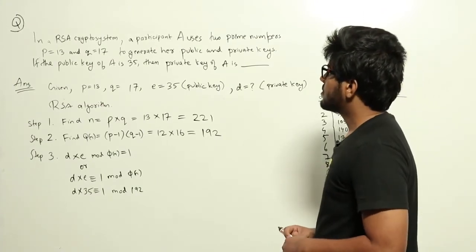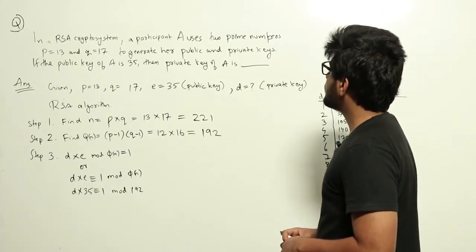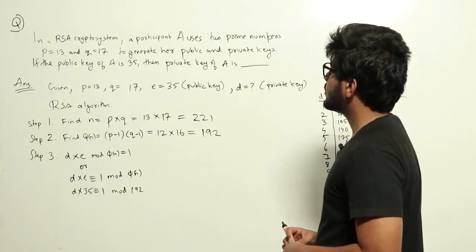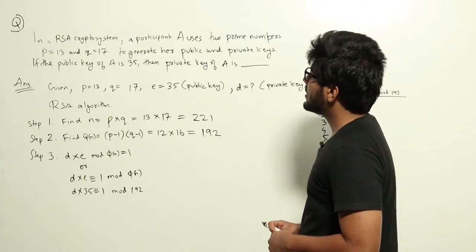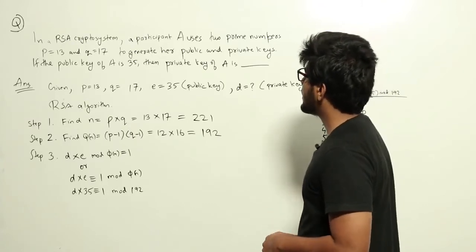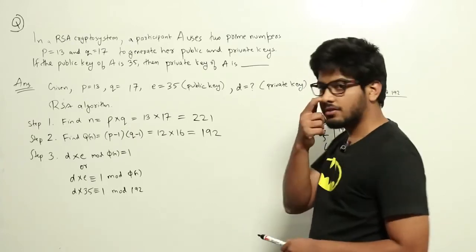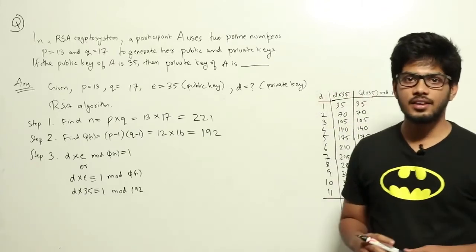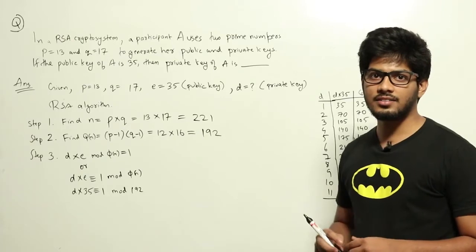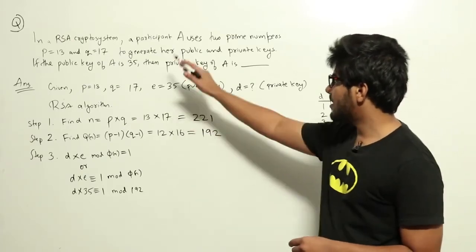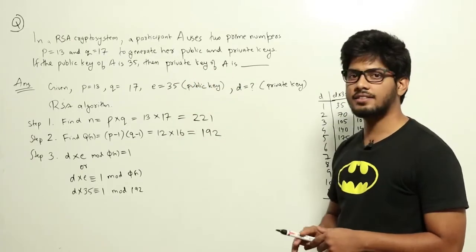In an RSA crypto system, a participant A uses two prime numbers P equal to 13 and Q equal to 17 to generate her public and private keys. If the public key of A is 35, then the private key of A is dash. So this is a straightforward question coming from RSA crypto systems, that's from computer networks. If you don't understand RSA, please learn the algorithm first. I'm just applying the algorithm straight and then finding out the answer here.